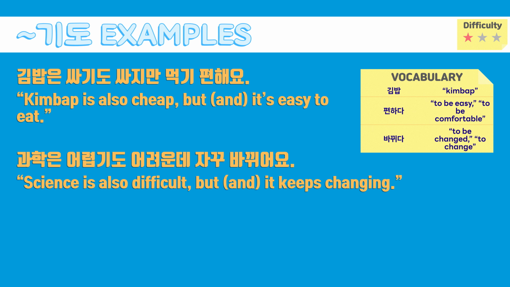김밥은 싸기도 싸지만 먹기 편해요. Kimbap is also cheap, but, or and, it's easy to eat. 과학은 어렵기도 어려운데 자꾸 바뀌어요. Science is also difficult, but, or and, it keeps changing.